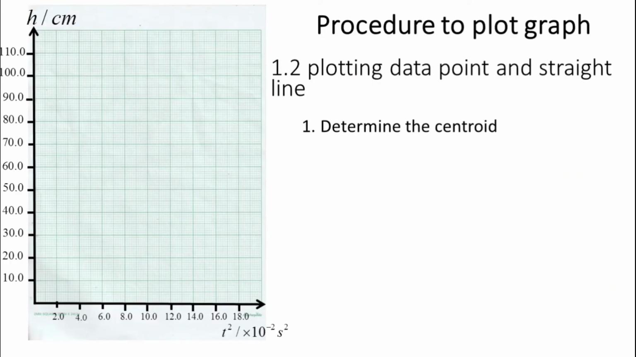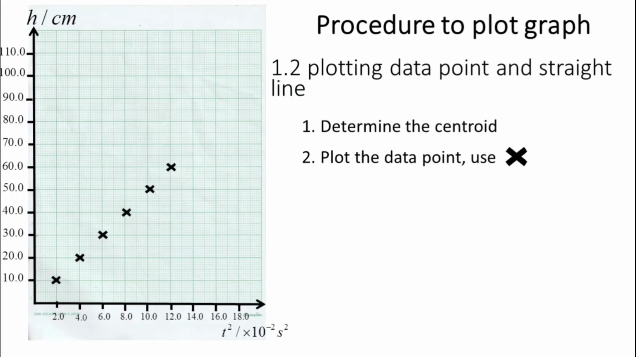Coming back to the graph. The second step is to plot your data point using the cross. So this is our first data point, second, third, fourth, fifth, sixth and seventh. And then you are going to plot your centroid. To distinguish the centroid from the rest of the data point, you are going to circle the cross as shown here. So now you are going to plot your centroid on the graph. Make sure you circle the point.